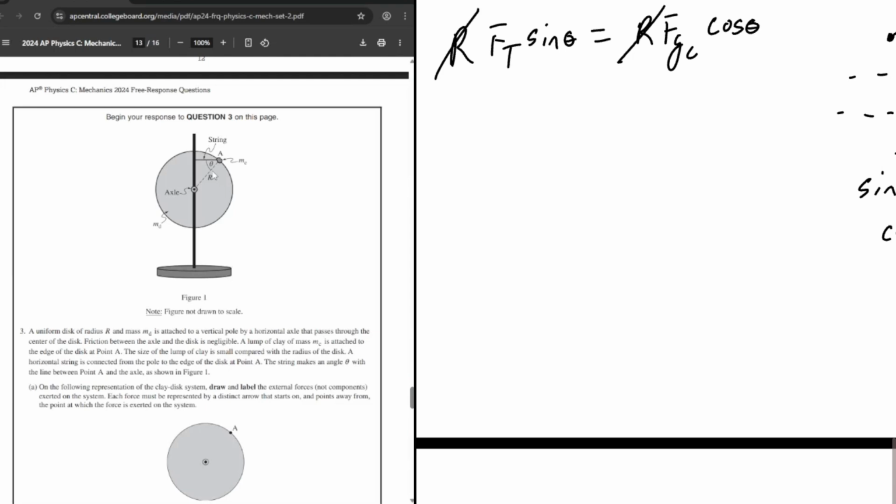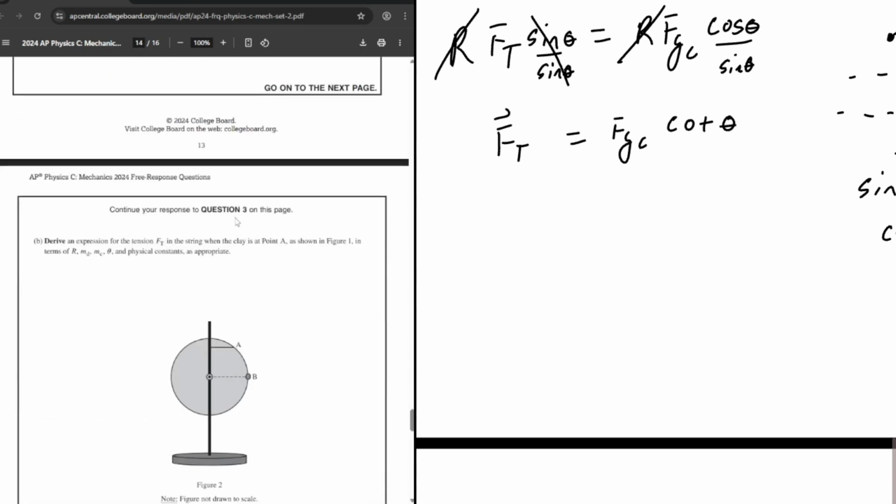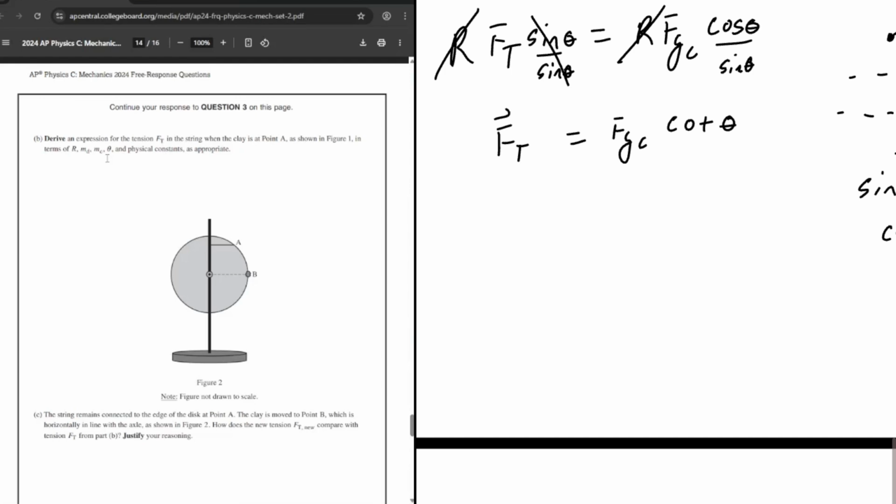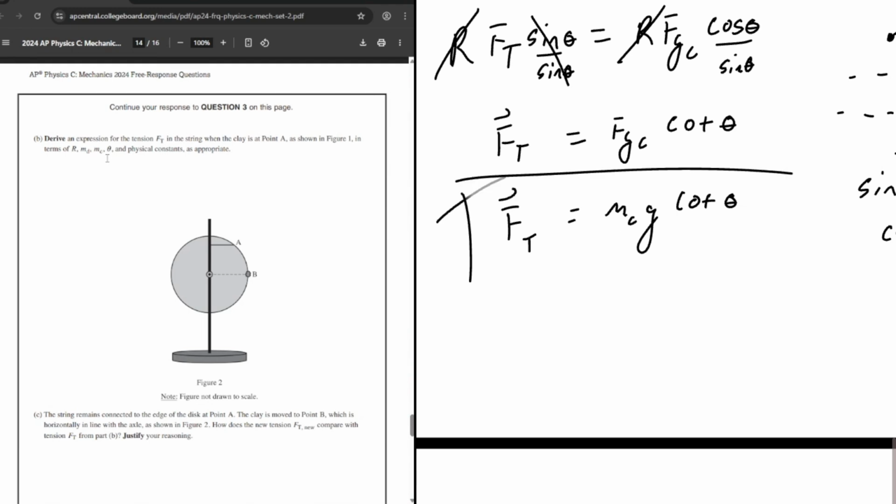So we're going to cancel our r's because it's on both sides. We're going to say F_T equals F_GC cosine. We're going to divide by sine on both sides to cancel it here. Cosine divided by sine is cotangent, but we don't get to leave it in terms of F_GC. We've got to derive F_GC, which is the force of gravity acting on the clay, m_c g. That's just a general physics thing. Force of gravity is always mg, and the m would be m_c. So here's our force tension. Leave it like that.